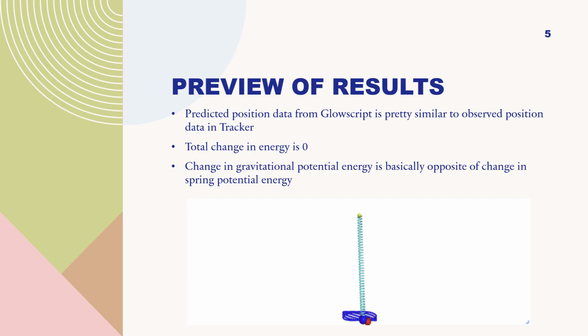A preview of my results: I found that the predicted position data from GlowScript was pretty similar to the observed position data from Tracker. The total change in energy for the system was 0, and the change in gravitational potential energy was basically the opposite of the change in spring potential energy on the final graph. And at the bottom is the model of the spring mass system from GlowScript.